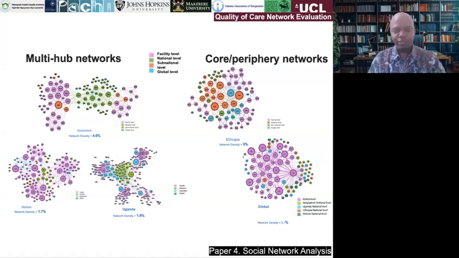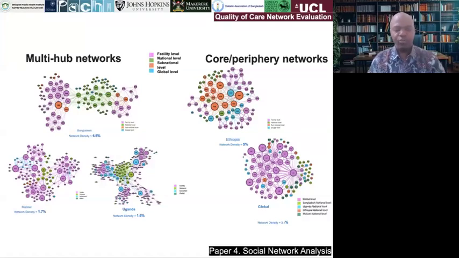Network density, if you can see on the graph, actually refers to the extent to which actors in a network are connected to each other. It's a measure of the number of connections between nodes relative to the total number of possible connections. In this study, density was very low, less than 10% actually. And it varied from 1.6% in Uganda, for example, as you can see, and 5% in Ethiopia and Bangladesh.